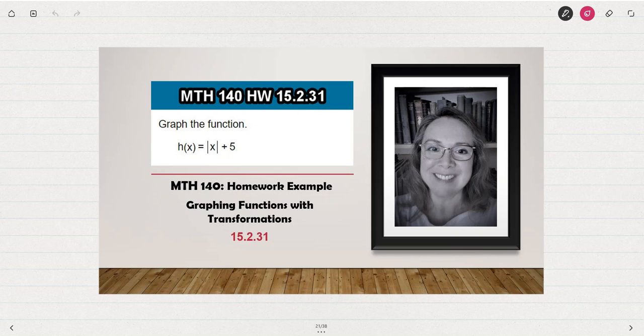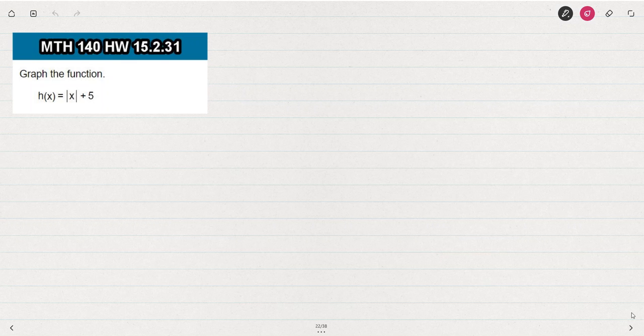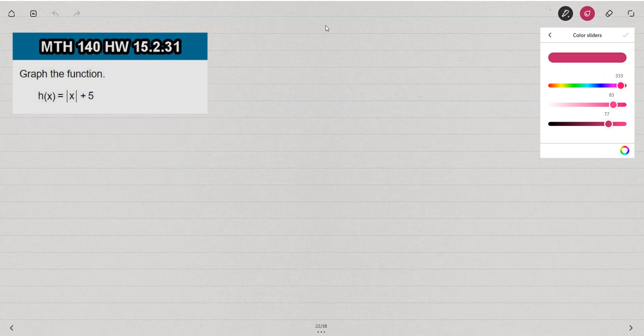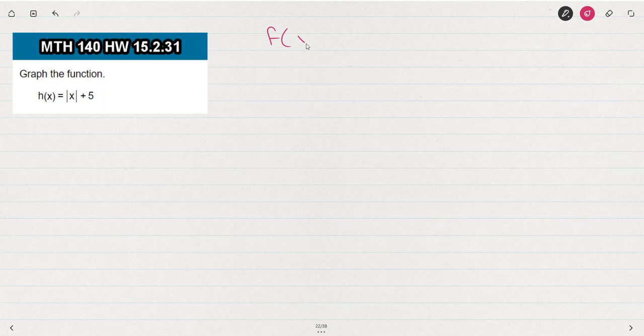In this example, we are going to graph a function using transformations. This specific graph is the graph of an absolute value. So let's look at this: the absolute value of x plus 5. The first step to graphing this is that I have to know what the graph of an absolute value looks like.